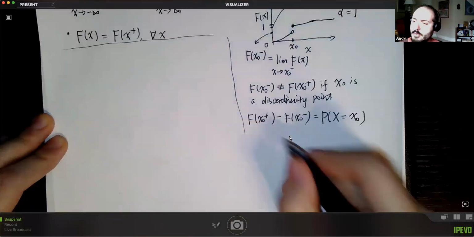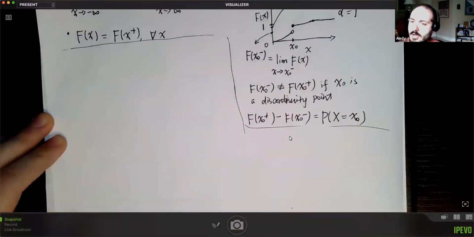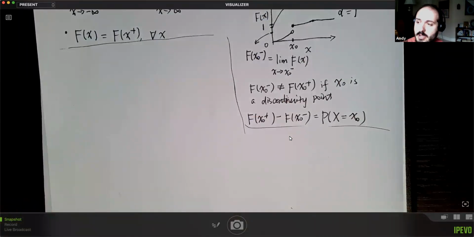Oh, sorry, quick question. Yeah. If the lower limit is the one with the open circle, what would the interpretation of that be versus the higher one being the solid circle?